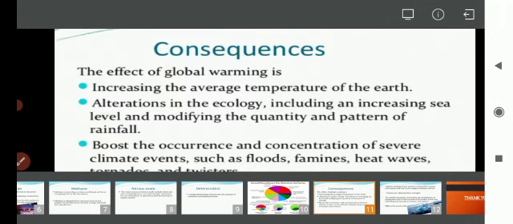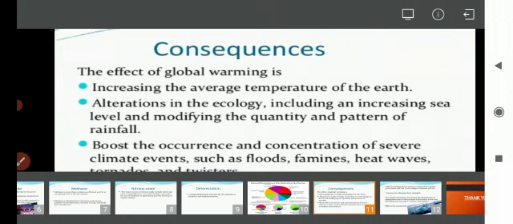Now when all these gases are increasing in the atmosphere, they are entrapping heat in the atmosphere, and hence the effect of global warming is an increase in the average temperature of the earth, which in turn is responsible for other alterations in the ecology. We shall study these effects in detail.